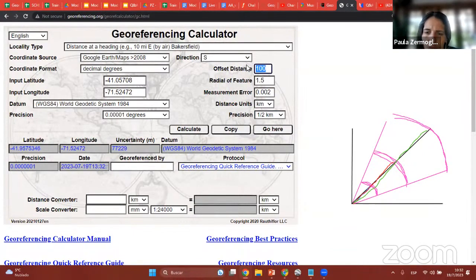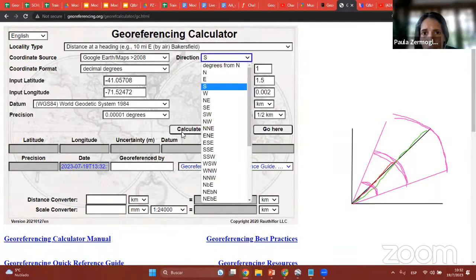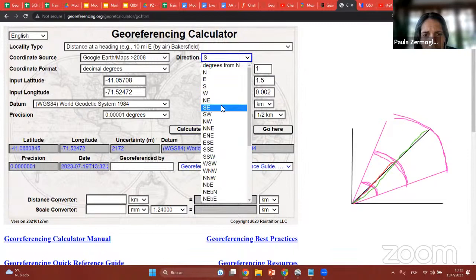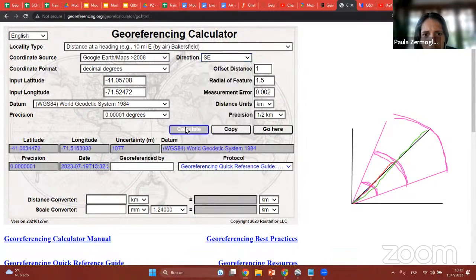Now let's do the other way around. We keep the offset and we specify the direction more. So let's calculate this again. This was 2,000. Now, instead of saying we're going south, we're more specific and we say we're going southeast, and we calculate. And so we're being more specific, and so the uncertainty is smaller because of the drawing that I did before.